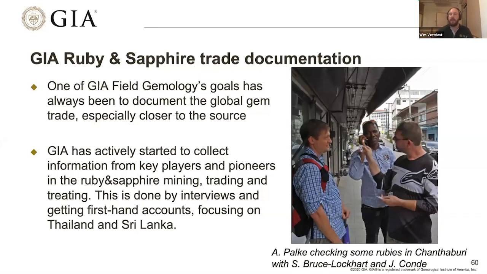And some people like here, Simon Bruce Lockhart, who's a trader in Chanthaburi, and one of his business partners, Johnny Conde, who is an African, but who's lived in Thailand for more than 20 years and supplies a lot of rough for that trade.